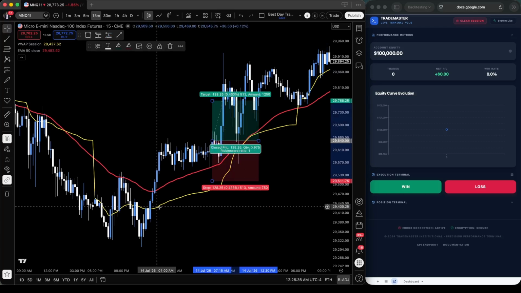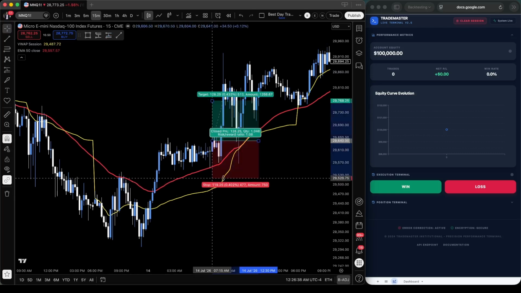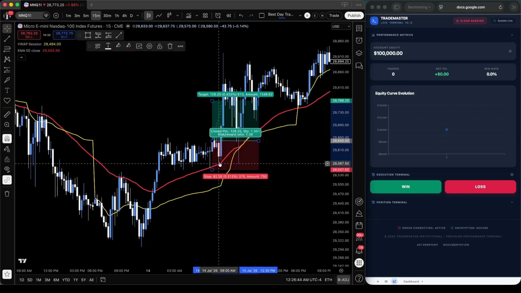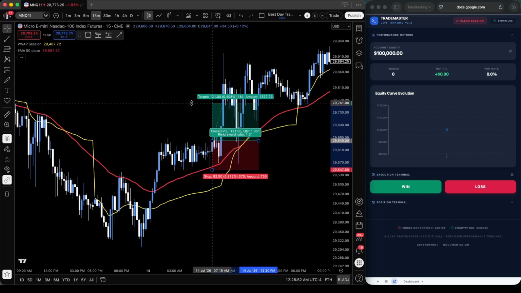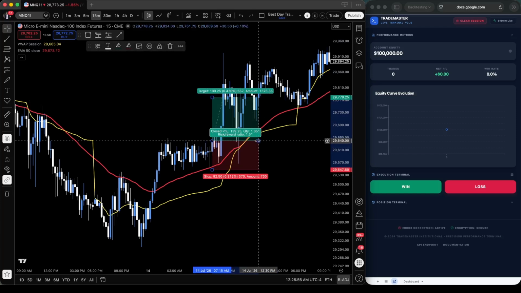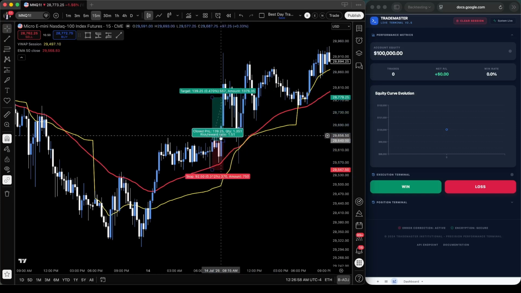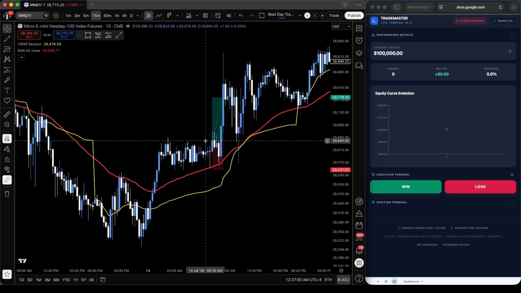Let me just make sure this is locked. The stop loss should be right under the lowest point between the two candles. So in this scenario, these are the two candles we're talking about. This is the lowest point. I like to put it a few ticks below it. And take profit is 1.5 the stop loss. So this is a perfect trade right here.